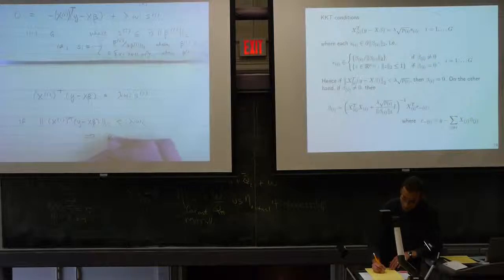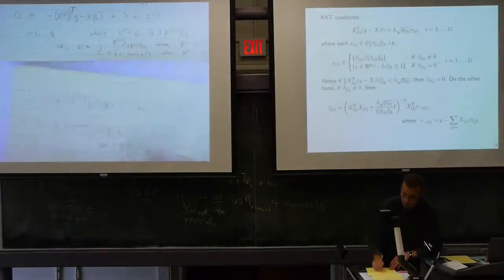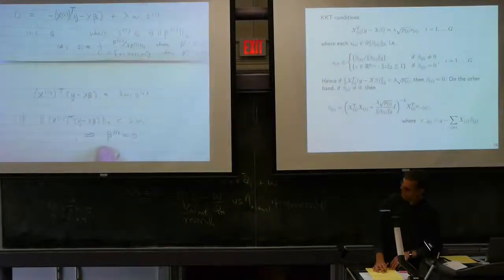What's that? The entire component block. Yeah, all of the components of the ith block are 0. So why is that true? If they're non-zero, then the L2 norm of Si would be equal to 1.